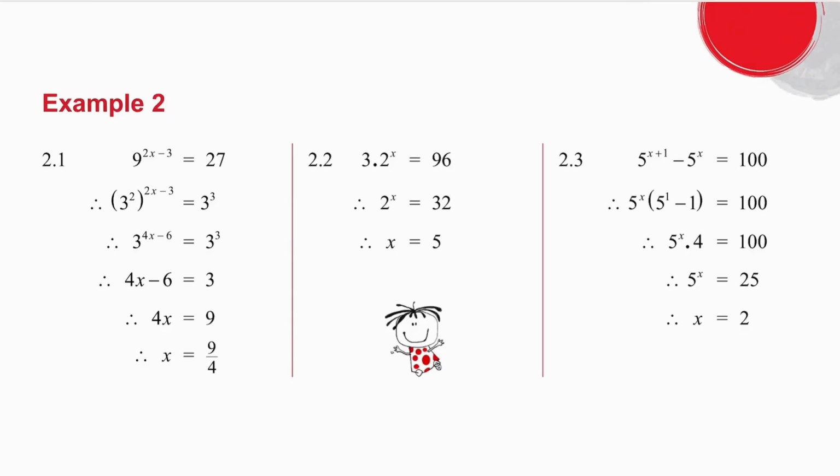In 2.2, be very careful. This is 3 to the 1 times 2 to the x. I have different bases, different powers. I cannot multiply them at all. I cannot simplify this at all.